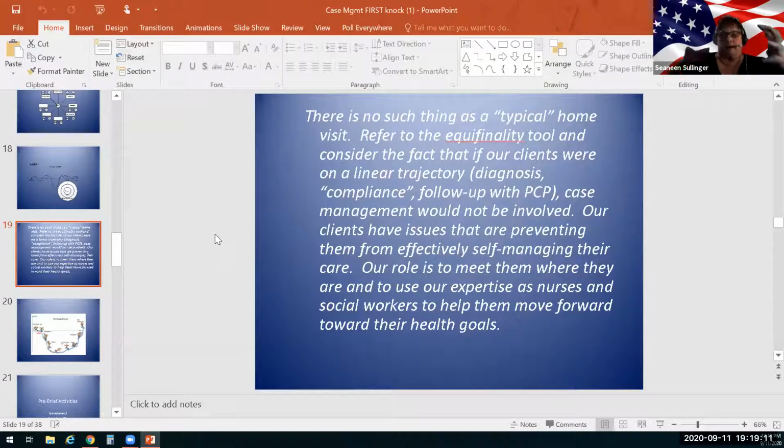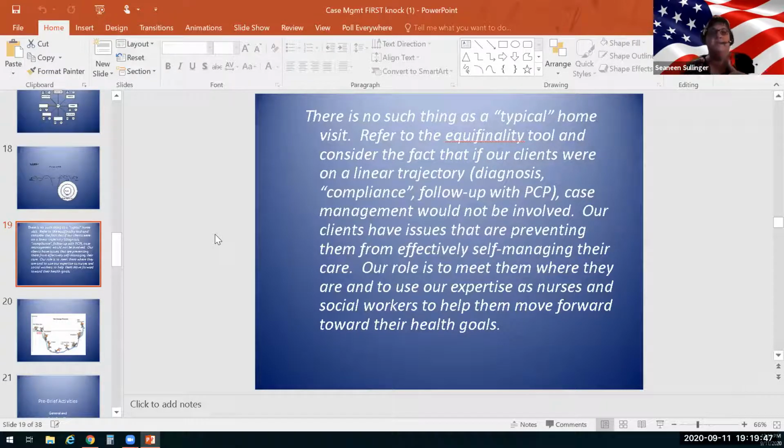If the client went from sick to well, and it was A to B, they wouldn't need us. That's not what happens, right? Illness can be an up and down thing. And so case management wouldn't be involved if it was just linear, right? By looking at their home situation, we can help them pinpoint issues that are preventing them from effectively managing their care, like adherence, which is one of the concepts. So we need to meet them where they are and help them move forward, right?